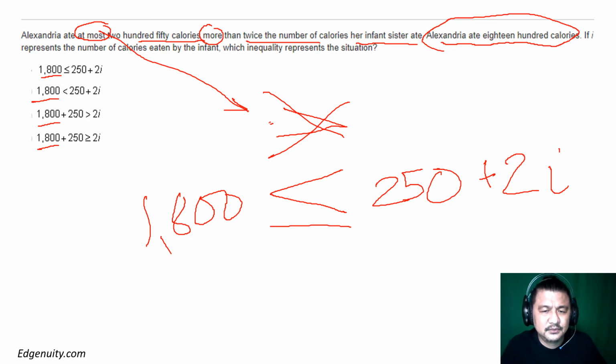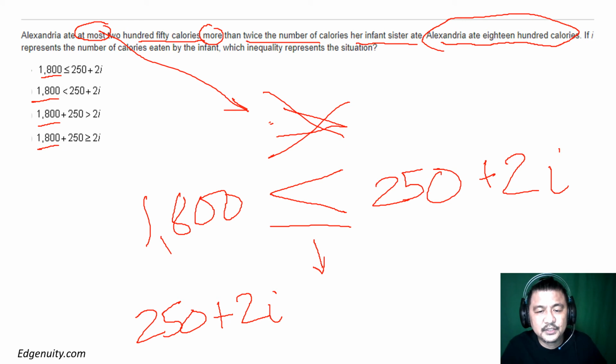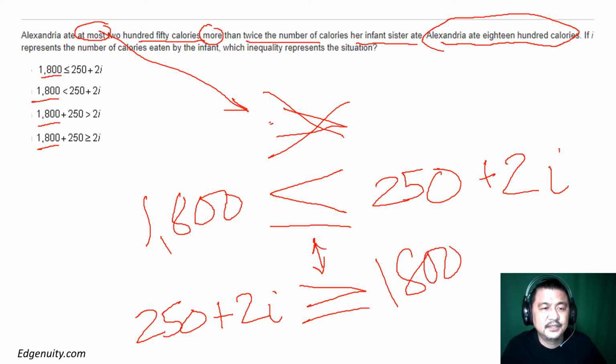So is it right? Because you know what? This one's the same. I could write 250 plus 2I. Look at the symbols. I also reverse the symbols. And then 1,800 is there. They are the same. Okay? So which is the correct answer? Here we go. Okay, got it?